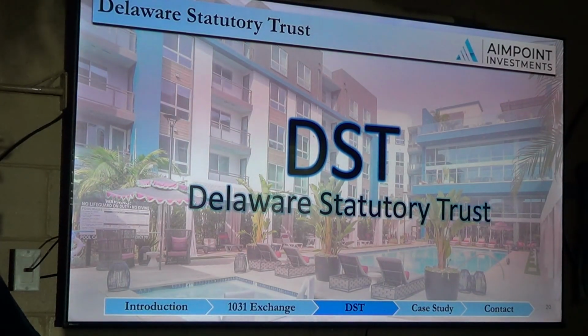But other than that, there are no geographic restrictions. There are no property type restrictions. We can sell a duplex and buy land. We can sell a Walgreens retail location and purchase a multifamily asset. No restrictions on that.